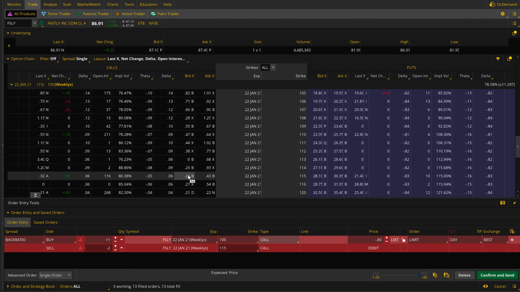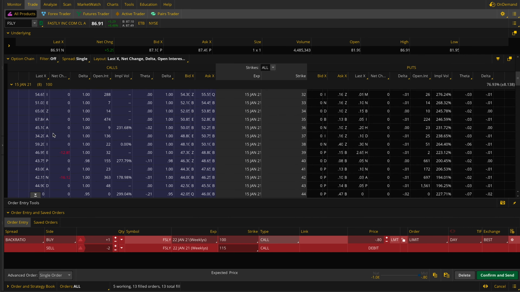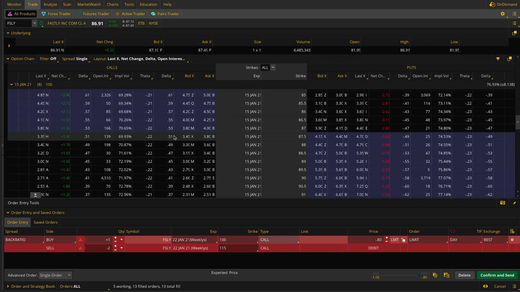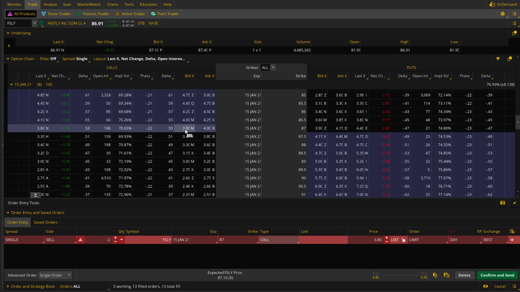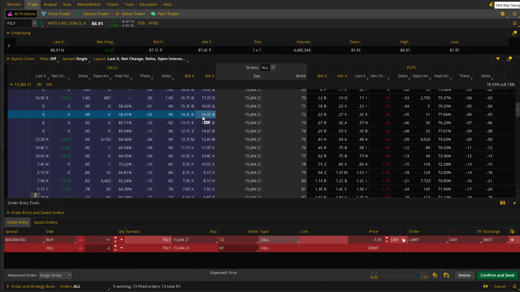To easily figure that out, we can imagine the scenario where we have a 15-point wide ratio that expires next week, where its short strikes are at the money, right? So going to the January 15th expiry, and scrolling down to the at the money strike, which is the 87 calls, I'll be short 2 of these and long one of the calls 15 points deeper, which is the 72 strike call.